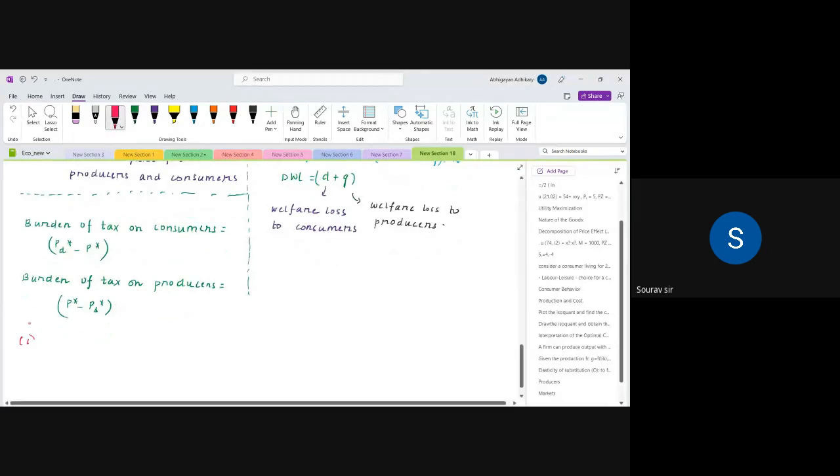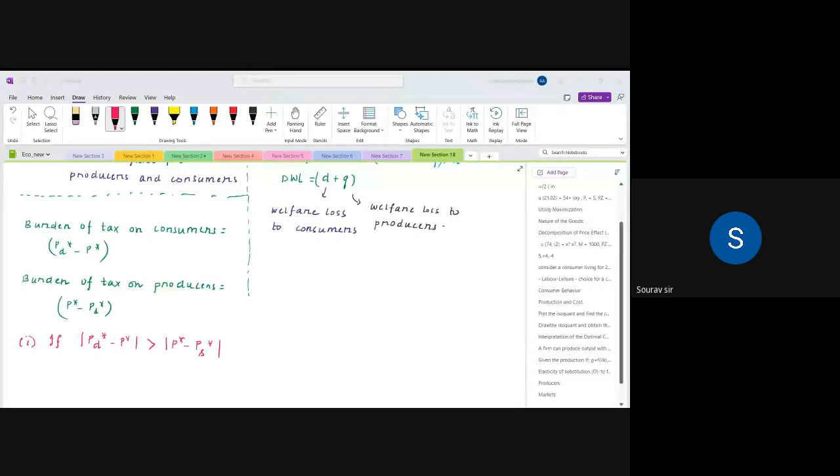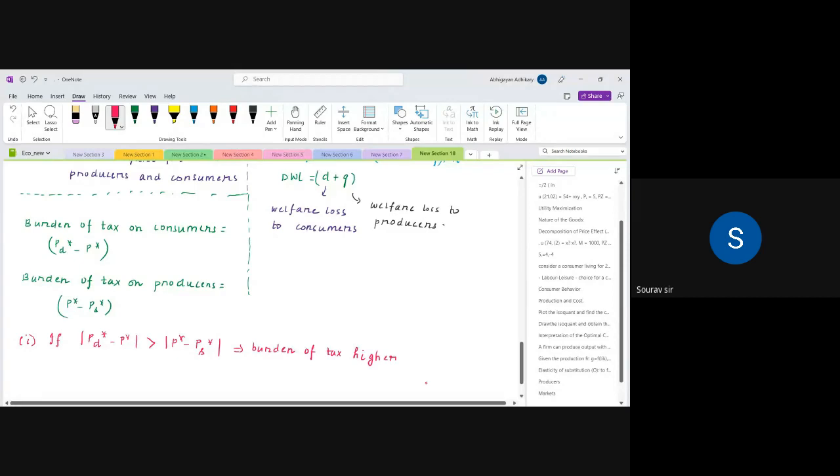Okay. Now comes this question. I would put it as bullet point one, that if the first one is greater than the second one, what can you say? Any economic meaning that we can put to this? अगर ऐसा सिनेरियो हमें देखने को मिलता है, then what would we conclude from this, or what can we understand from this? The burden of tax on the consumer is higher than that on the producer. Exactly. Correct. The burden of tax is higher on consumers.